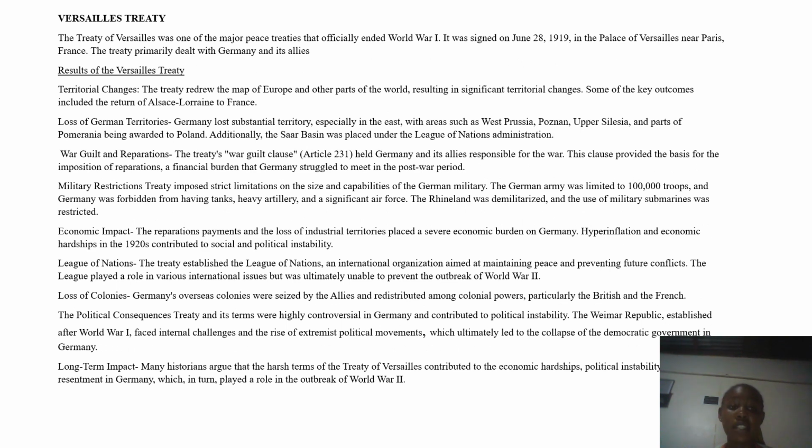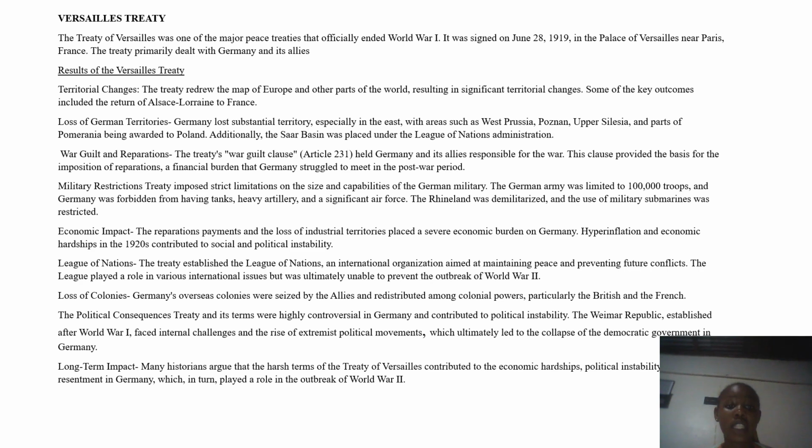The Versailles Treaty now. This was the peace agreement, although it didn't favor the Germans. The Treaty of Versailles was one of the major peace treaties that ended World War I. It was signed in June 1919 at the Palace of Versailles near Paris, France. Then the results of the Versailles Treaty: there were territorial changes, and they wanted Alsace and Lorraine to be returned to France.